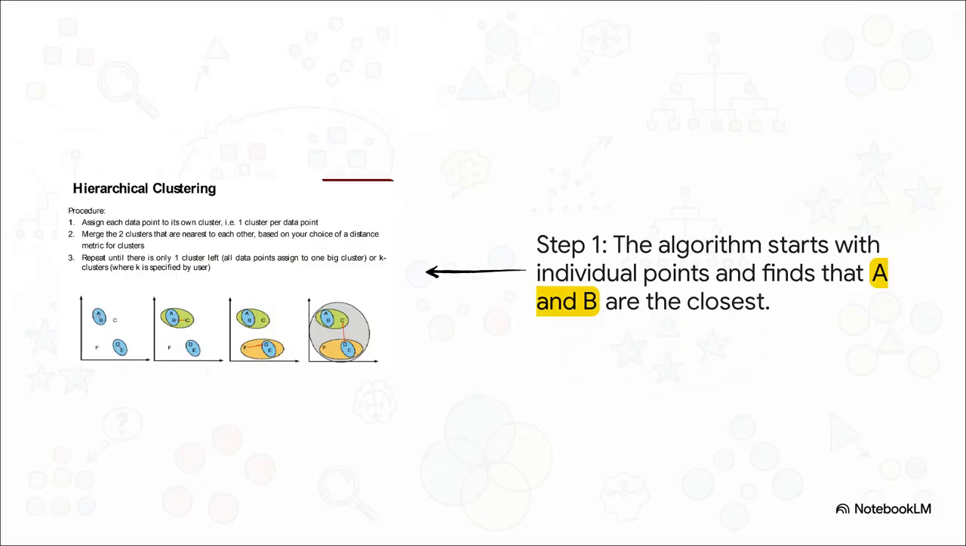So here we have 6 data points, A through F. The algorithm measures all the distances and, yep, it finds that A and B are the closest pair. So boom, they get merged. They are now our very first cluster.